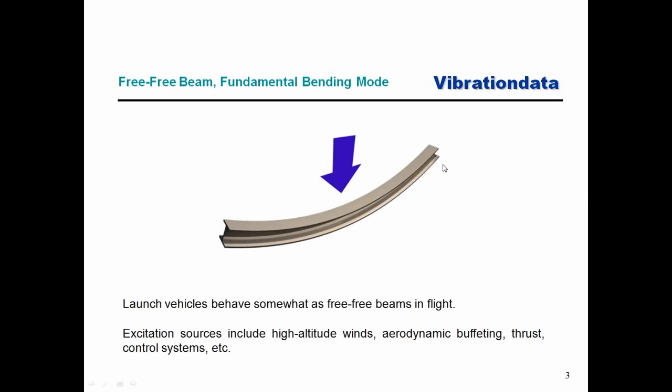So one of the concerns about these launch vehicles, especially since they're long and slender, is that they have these fundamental bending modes. And you can think of this like a free beam undergoing a bending vibration. And these bending modes can be excited by high-altitude winds or aerodynamic buffeting, turbulent boundary layers, shock wave formation, thrust offsets of any kind, maneuvers, thrust vectoring. There's all sorts of different perturbations and disturbances that can excite these bending modes.